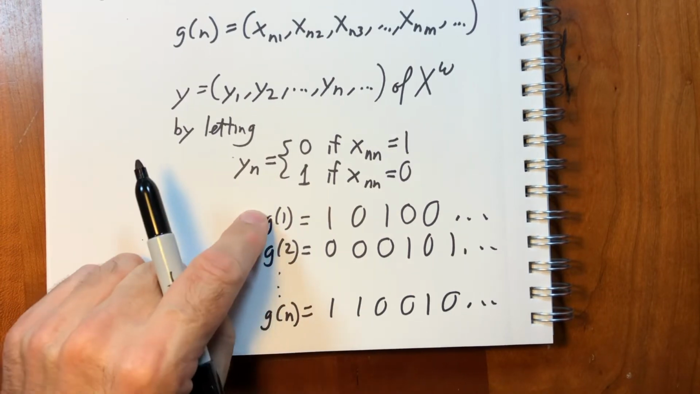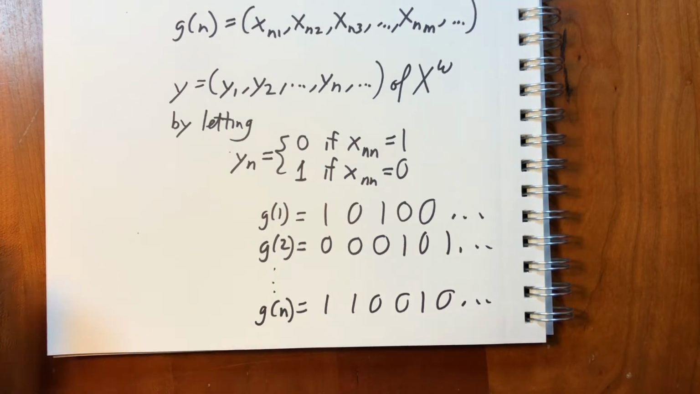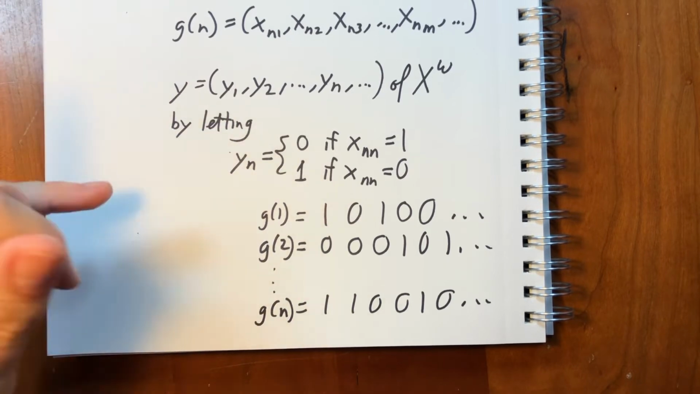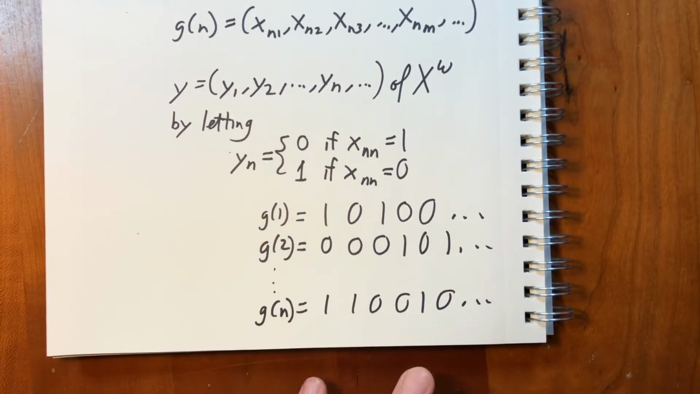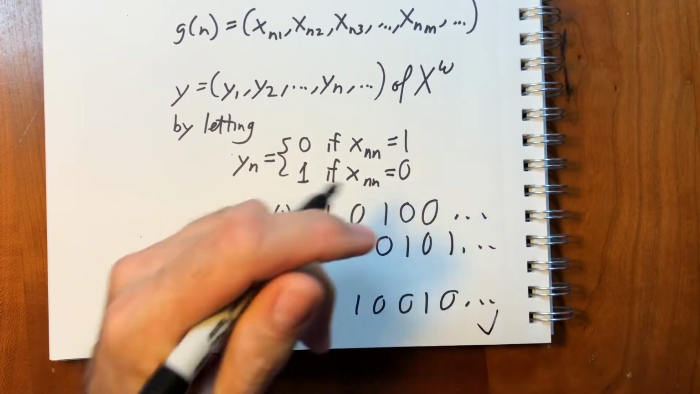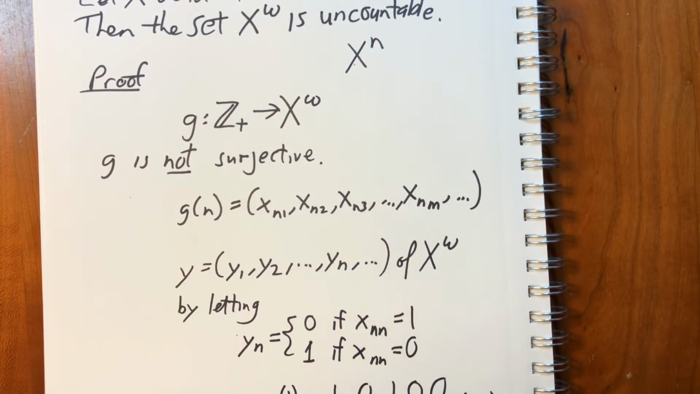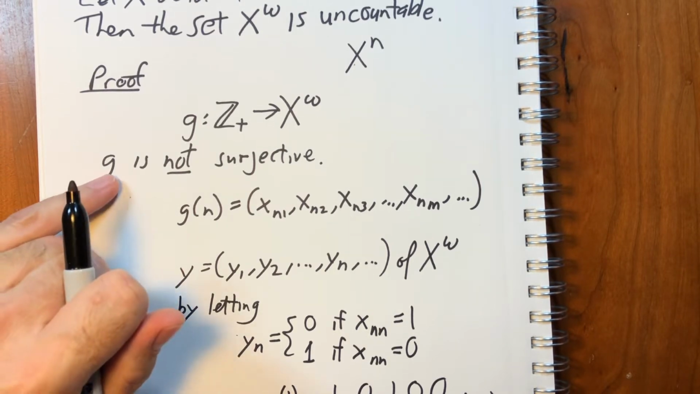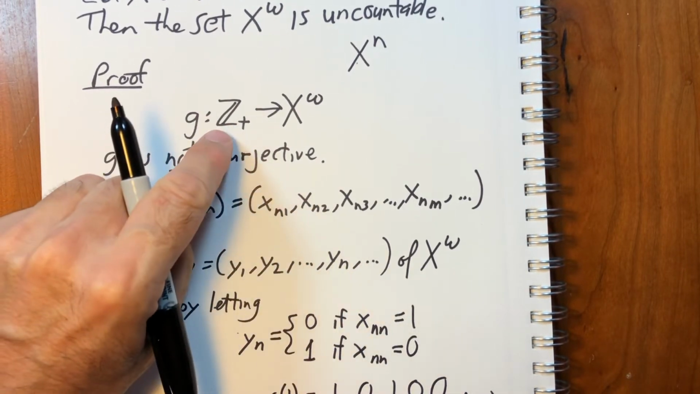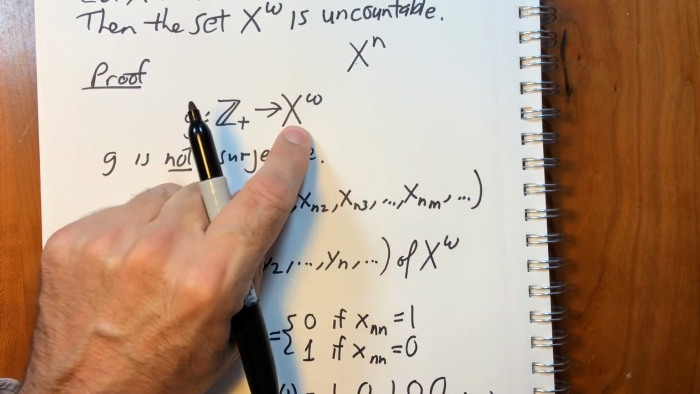Thus, g cannot be surjective. And that proves that no matter what g is, we can always find an element that does not belong to the image of g in this way. And that's what we needed to show. That means that X^ω cannot be countable, because if it's countable, then there is going to be a surjective function mapping the positive integers onto the set.